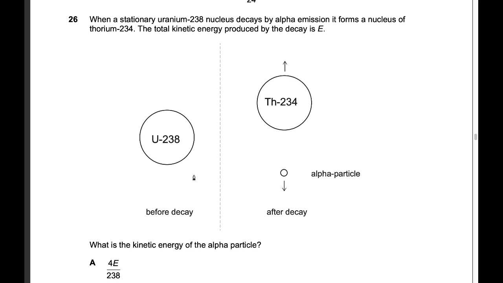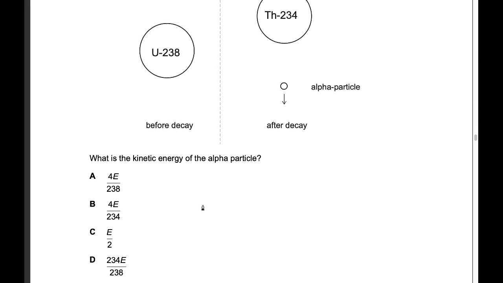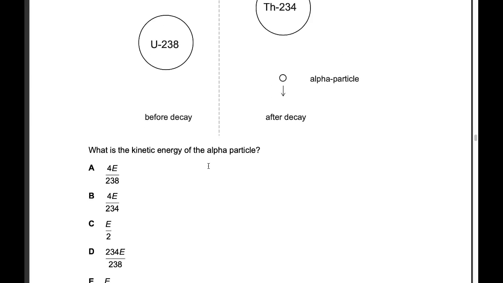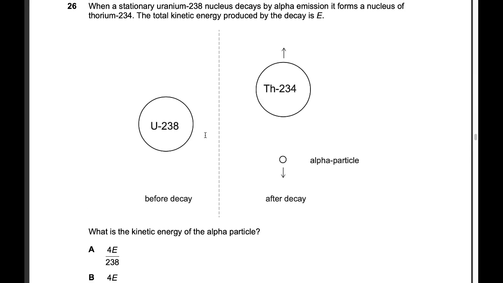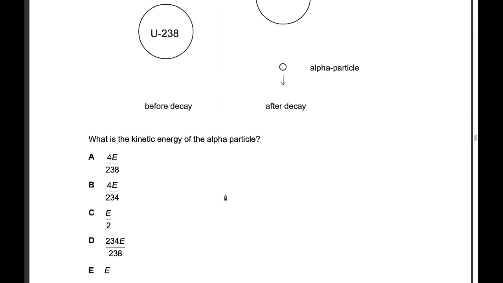Okay, so when a stationary uranium-238 nucleus decays by alpha emission, it forms a nucleus of thorium-234. The total kinetic energy produced in the decay is E. What is the kinetic energy of the alpha particle? Okay, interesting. So this is kind of a collision. It's more of an explosion, but you can think of it as a conservation of momentum problem.